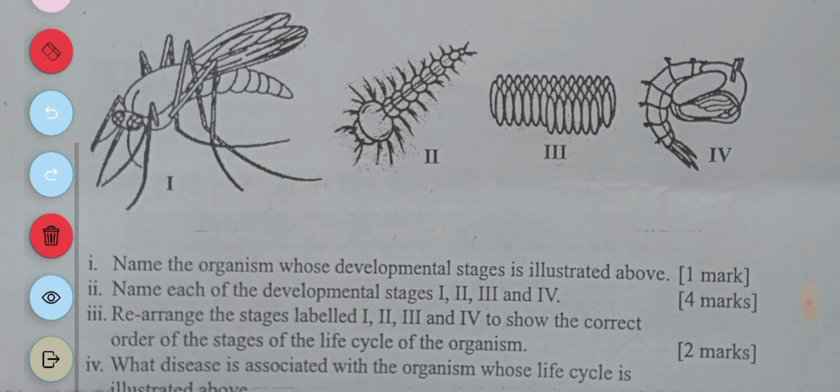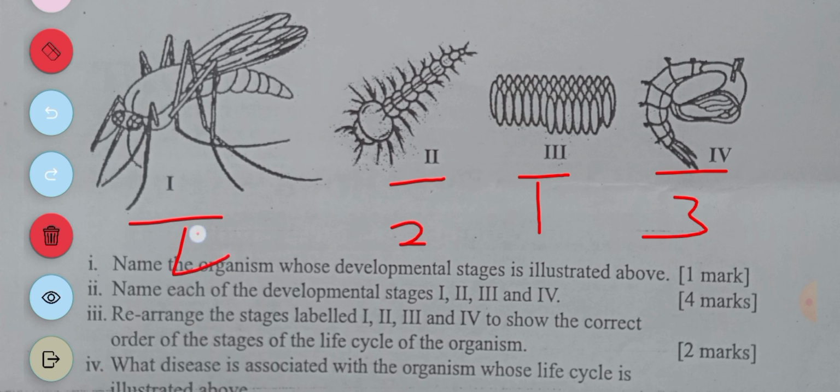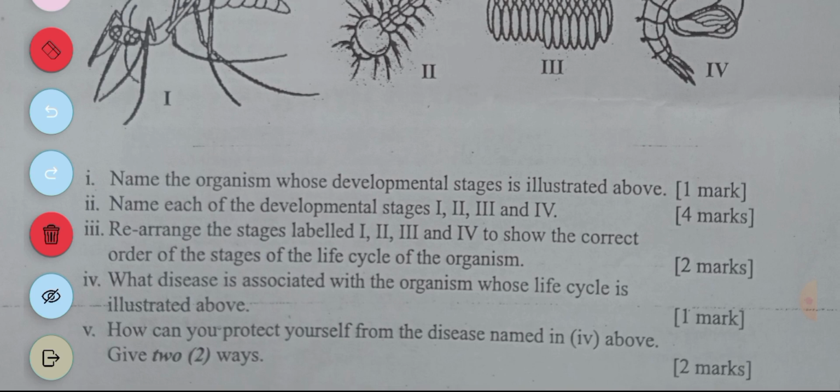So the correct order, III comes first, followed by II, which is the larva, followed by IV, which is the pupa, then I, which is for the adult. Then the next question is, what disease is associated with the organism whose life cycle is illustrated above? The disease is malaria. Next it says, how can you protect yourself from the disease named in IV above? Give 2 ways. So by sleeping in treated mosquito nets and also getting rid of stagnant waters around to prevent them from breeding.